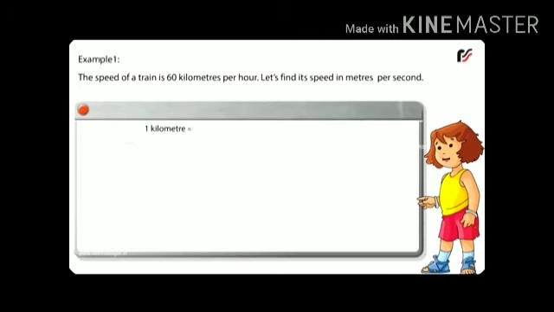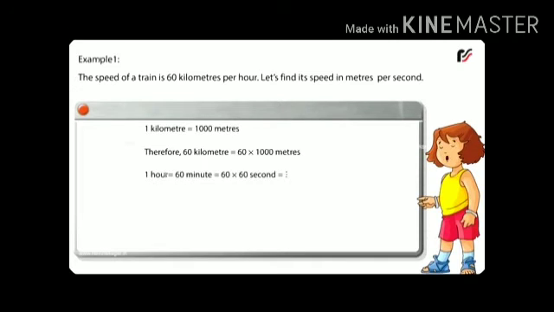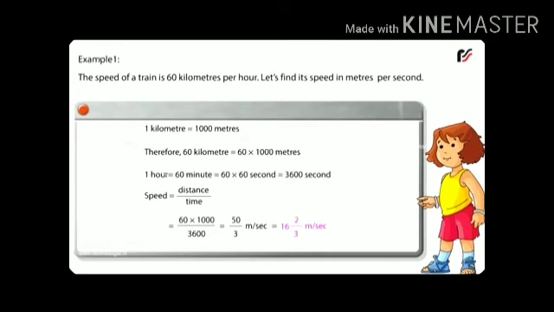The speed of a train is 60 km per hour. Let's find its speed in meters per second. 1 kilometer is equal to 1000 meters. Therefore, 60 kilometers is equal to 60 multiplied by 1000 meters. 1 hour is equal to 60 minutes, is equal to 60 multiplied by 60 seconds, is equal to 3600 seconds. Speed is equal to distance divided by time, is equal to 60 multiplied by 1000 divided by 3600, is equal to 50 divided by 3 meter per second, is equal to 16 2 by 3 meter per second.